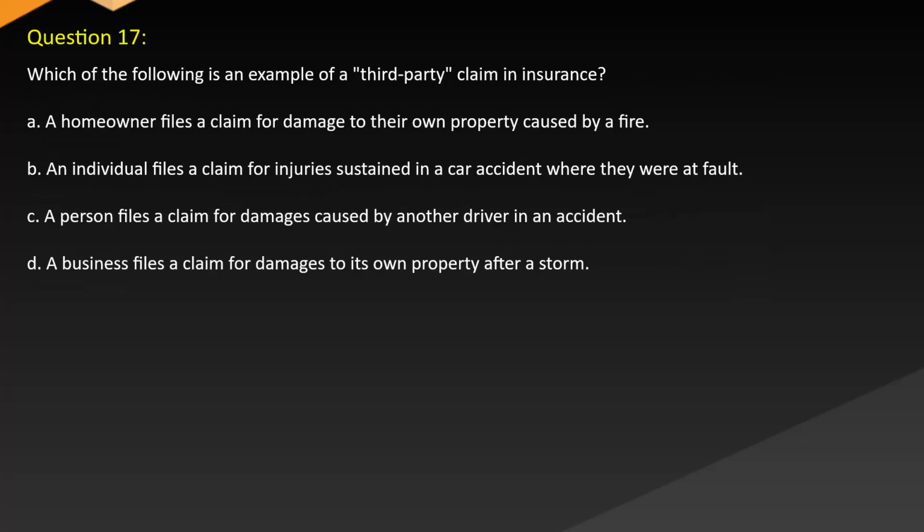Question 17. Which of the following is an example of a third-party claim in insurance? A. A homeowner files a claim for damage to their own property caused by a fire. B. An individual files a claim for injuries sustained in a car accident where they were at fault. C. A person files a claim for damages caused by another driver in an accident. D. A business files a claim for damages to its own property after a storm.